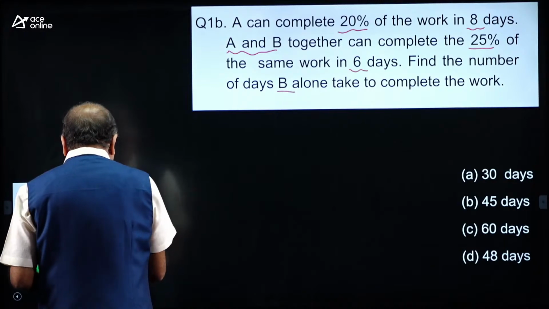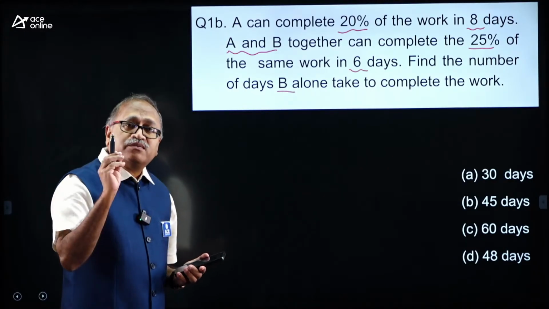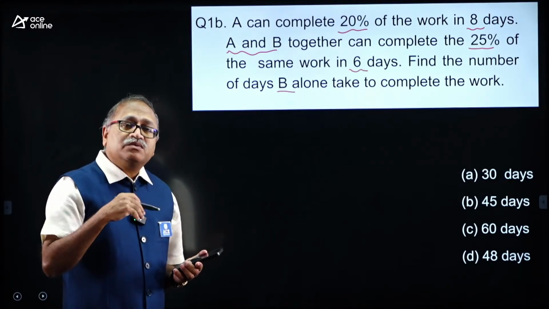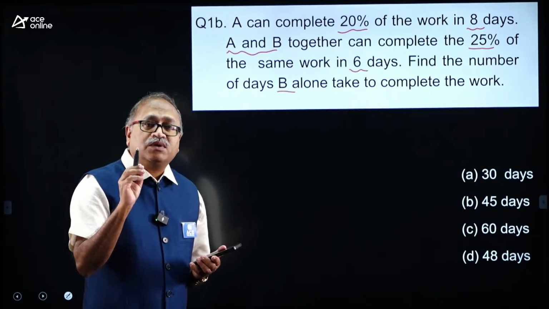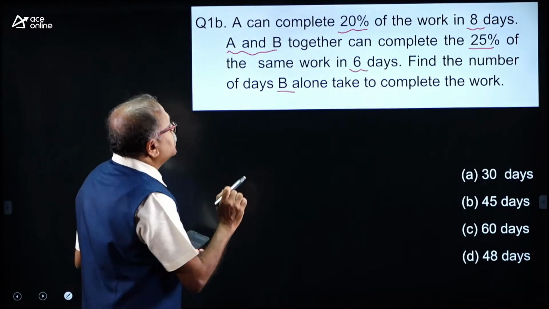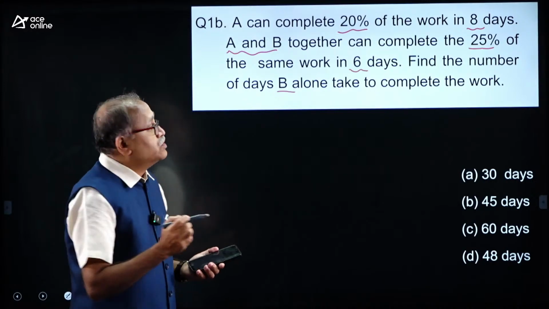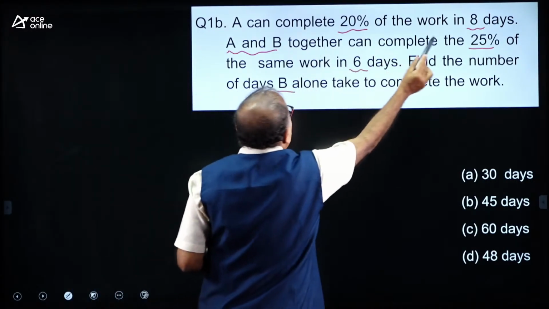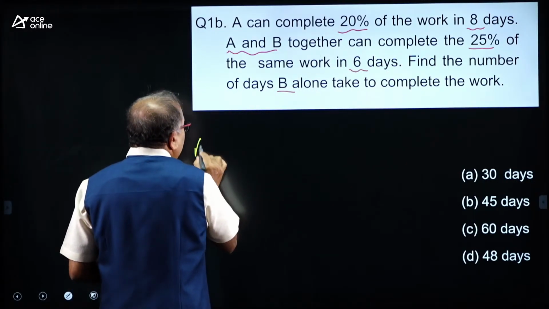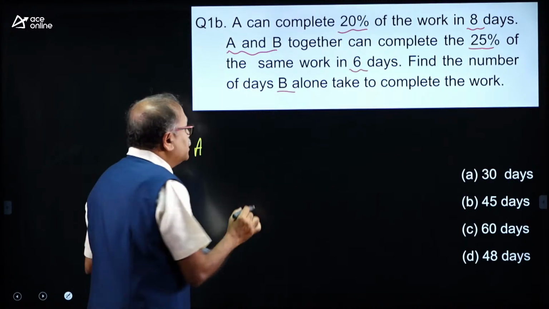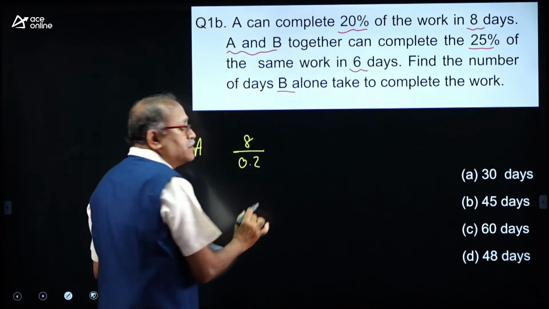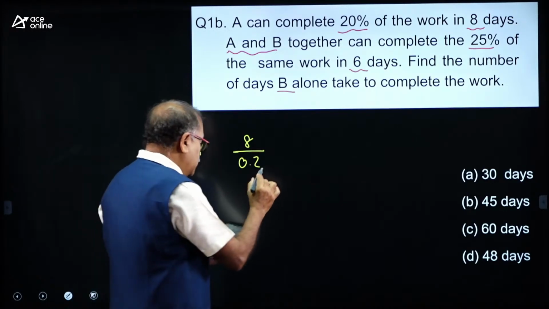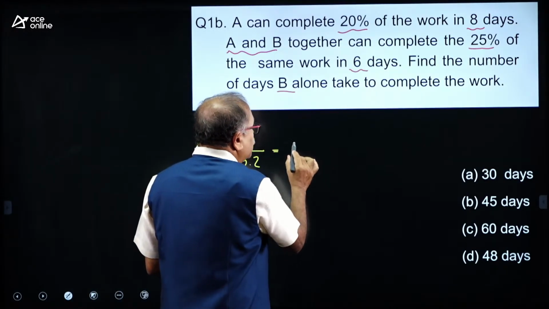How do I do it? The best possible method with the minimum possible writing, because we want to take the advantage over our competitor and reduce the time with minimum calculation, so that we can attempt more questions. So, 20% in 8 days, A. So one work in how many days? 8 divided by 20%. Now you can see that A can complete the work in 20 days.